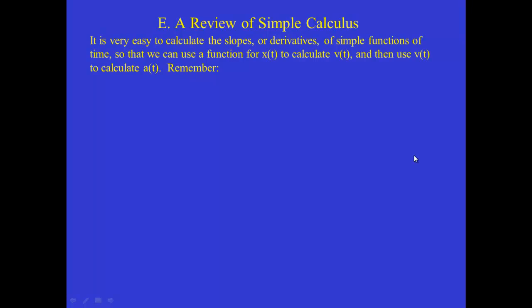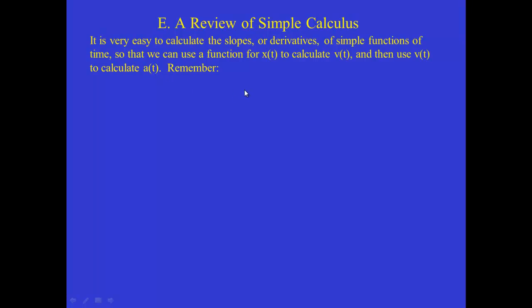So the goal here, since we know that the slope of the position versus time graph is the velocity, and we know that the slope of the velocity versus time graph is the acceleration, we want to be able to start with a position versus time function, and from it calculate velocity versus time, and then use that to calculate acceleration. And perhaps that acceleration is constant, perhaps it has a time dependence.